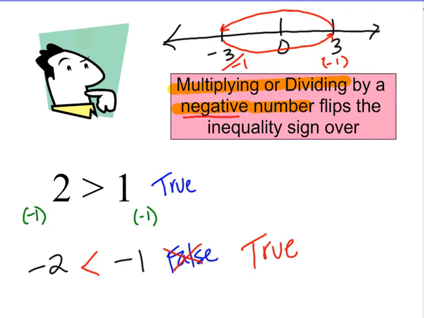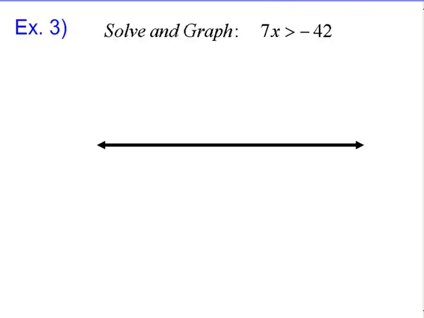So let's do a few problems, practicing that. Sometimes it'll come up, sometimes it won't. Let's see what we have next here. So we're going to solve and graph 7x is greater than -42. We want to isolate the variables, so let's divide both sides by 7. And on the left here, the 7's go away, and we're just left with an x. On the other side, -42 divided by 7 is -6.